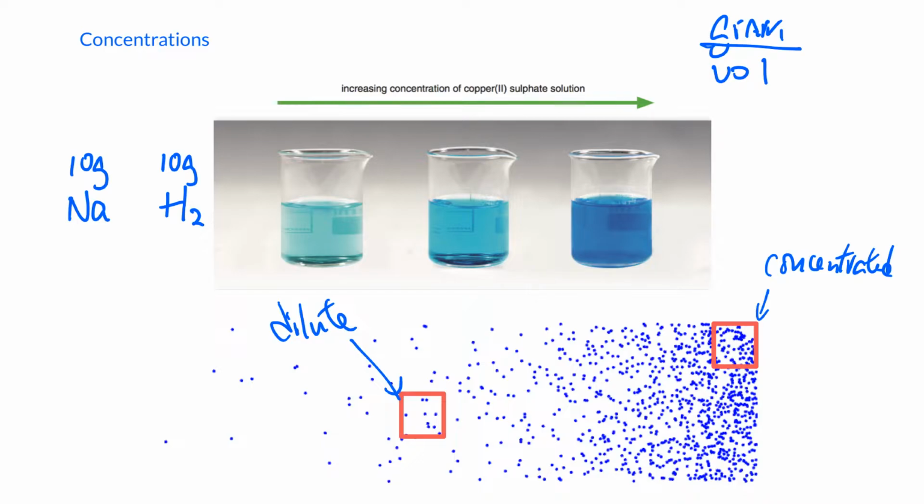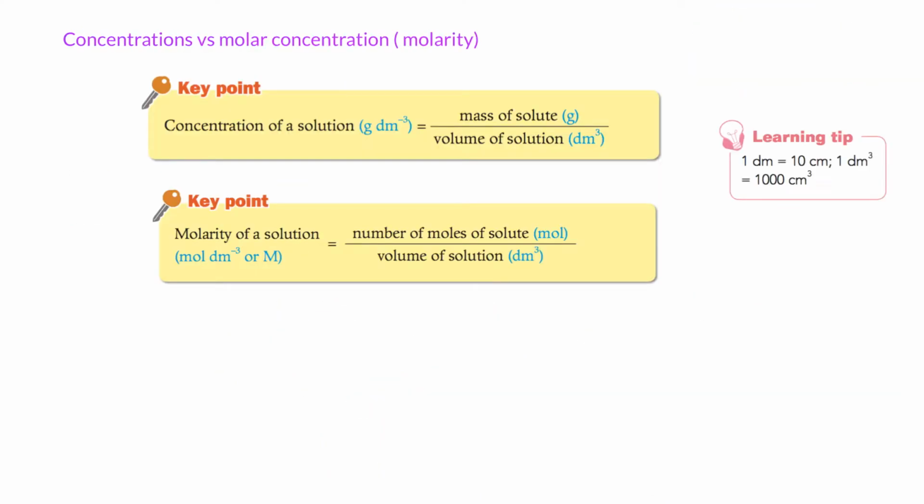So therefore, right now we'll learn that we are not using gram per volume to consider the concentration of the solutions. Instead, we have to convert the gram into mole. So therefore, the new unit that we'll learn will be mole over volume. So have a look at our concentration and molar concentration.